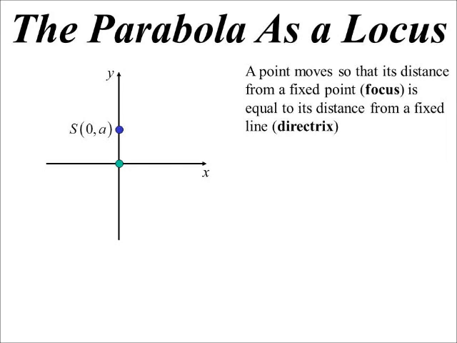Now, if I want this parabola to go through the origin, then I know that its distance from the focus is A. So my fixed line, I'm going to make a horizontal line, y equals negative A. And so that way I've sort of forced it so that the origin will become part of this curve, because the origin will be both A units from S and A units from that line as well. So there's the origin.